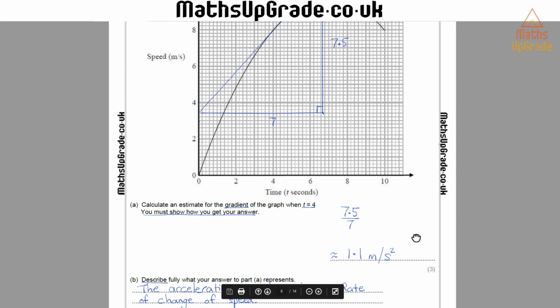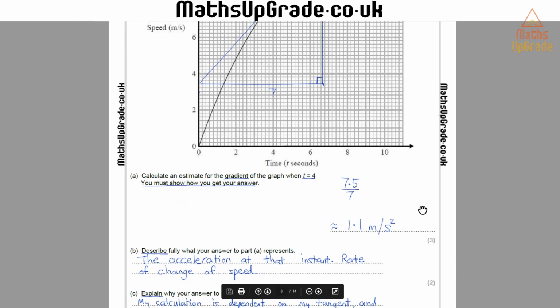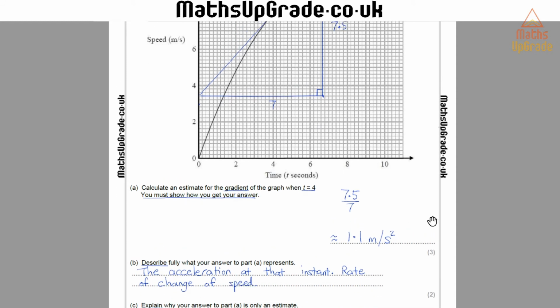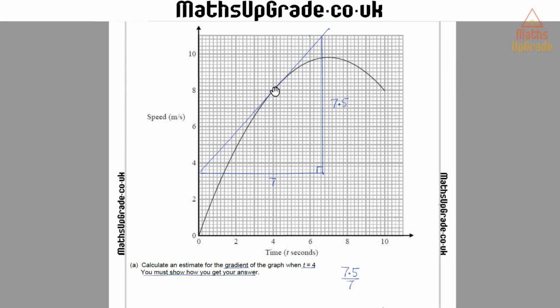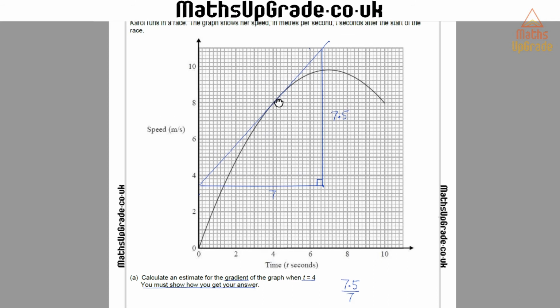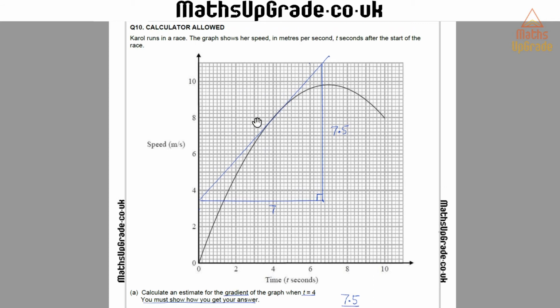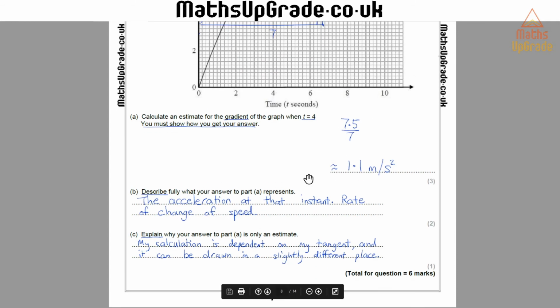The second part of the question asks me, what does part A represent? So part A represents the acceleration at that point in time. That's acceleration at that point in time for Carol running in that race. So that is part B.